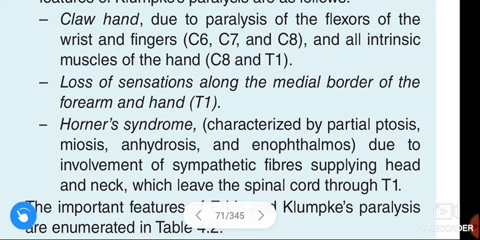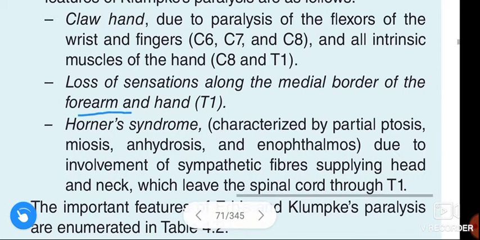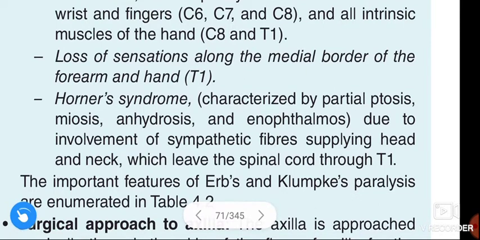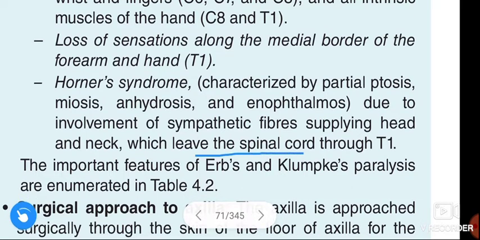The next clinical feature is loss of sensations along the medial border of the forearm and the hand. The third clinical feature is Horner's syndrome, characterized by partial ptosis, miosis, anhidrosis and enophthalmos. Horner's syndrome is due to involvement of sympathetic fibers supplying the head and the neck, which leave the spinal cord through T1.